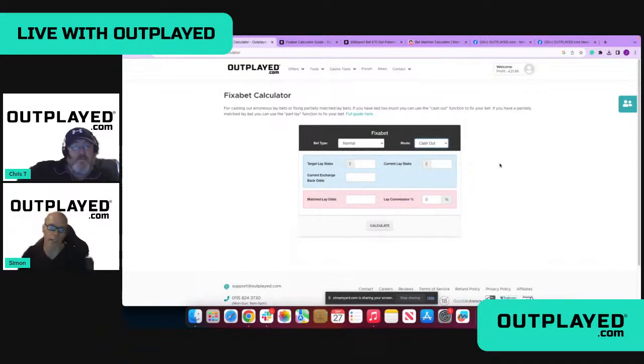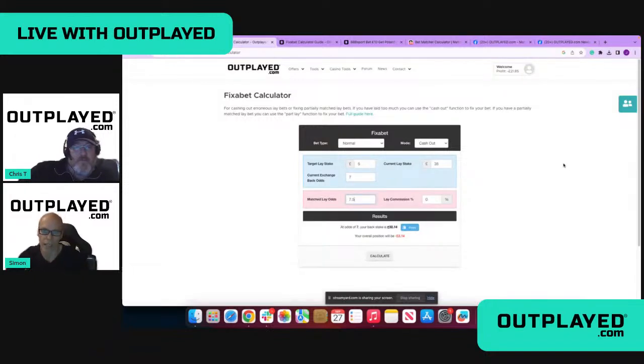Big problem, because you've got a huge liability that's not covered by a potentially winning back bet. So you'd need to cash that out. That's an extreme case, but you'd use the cash out calculator for that. Let's say target lay stake is 5, current lay stake is 35, and then the back odds at the moment are 7. Lay is 7.5, something like that. You'd fill it in like that, and then that's your back stake.